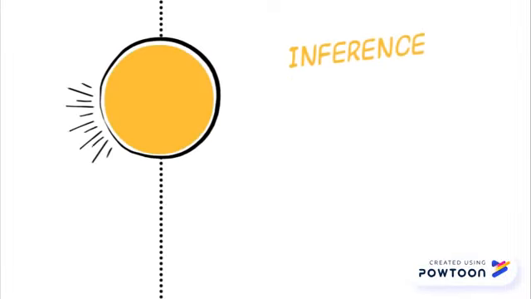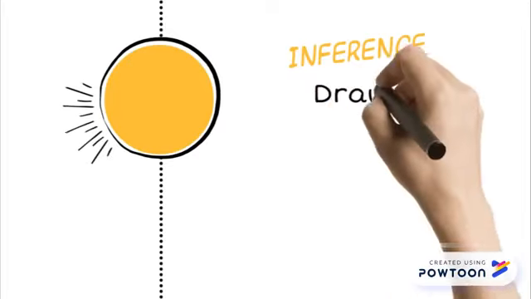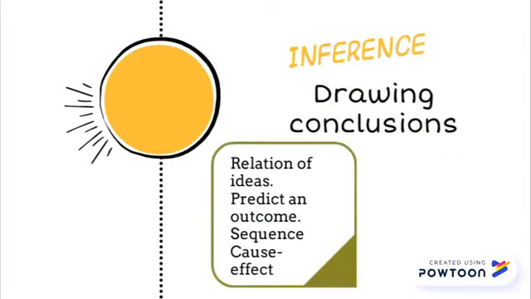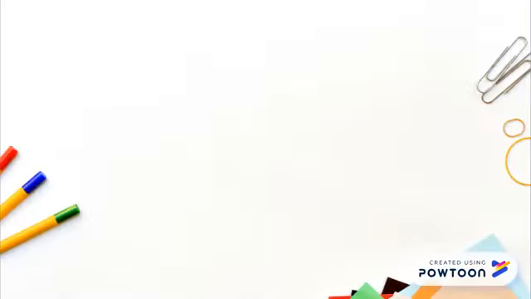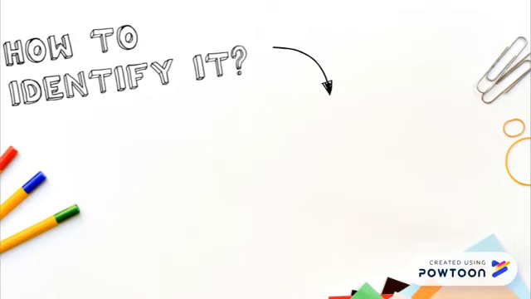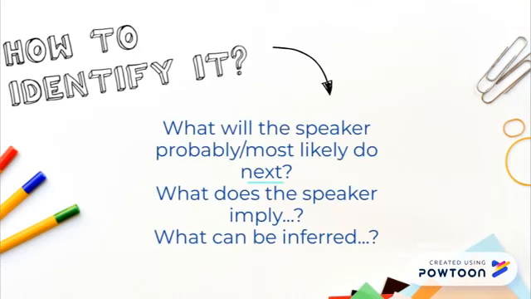The next question type is inference. In these questions, it is necessary to draw conclusions, focusing on the relation of ideas, predicting an outcome, and establishing the sequence between the cause and the effect of something. When it is necessary to infer something, you will find questions like the following. What will the speaker probably or most likely do next? What does the speaker imply? Or what can be inferred from something?